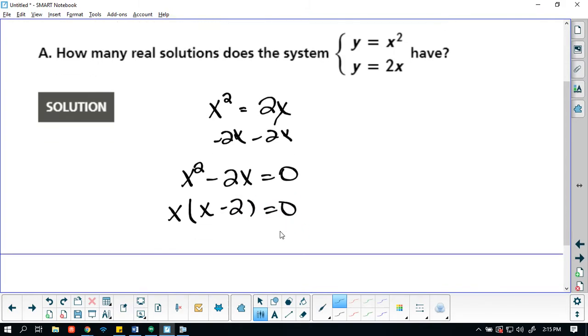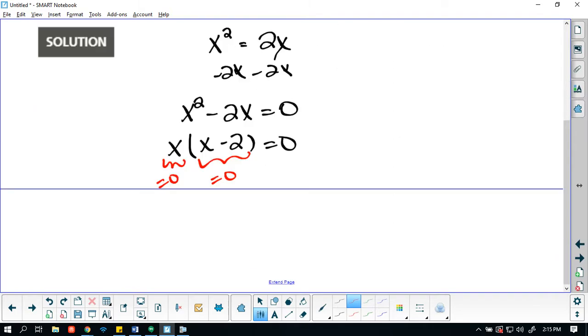And then according to the zero product property, each of these becomes 0. And we get x equals 0 and 2. But we didn't have to find the solution. We just had to know how many solutions. So in this case, we have 2.